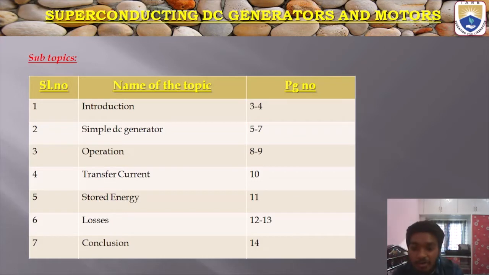Today we are going to discuss these seven topics: introduction, simple DC generator, operation of the simple DC generator, transfer current, stored energy, losses, and conclusion. Introduction, 3 to 4 pages. Simple DC generator, 5 to 7 pages. Operation, 8 to 9 pages. Transfer current, 10th page. Stored energy, 11th page. Losses, 12th and 13th page. Conclusion, 14th page.